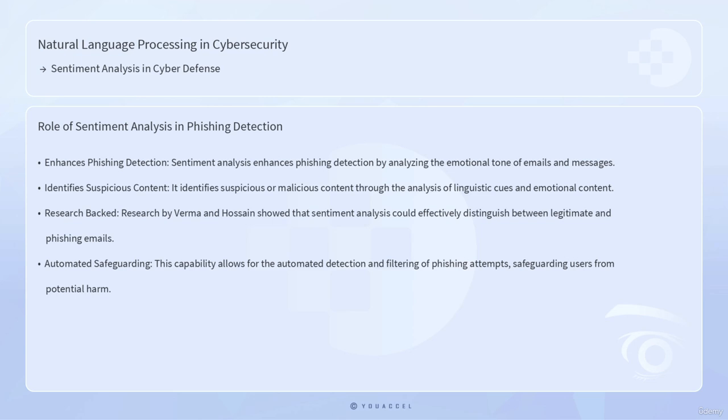Furthermore, sentiment analysis enhances phishing detection. Phishing attacks, which deceive users into divulging sensitive information, remain a prevalent threat. Sentiment analysis can analyze the emotional tone of emails and messages, identifying suspicious or malicious content. Research by Verma and Hossain showed that sentiment analysis could effectively distinguish between legitimate and phishing emails by analyzing linguistic cues and emotional content. This capability allows for the automated detection and filtering of phishing attempts, safeguarding users from potential harm.